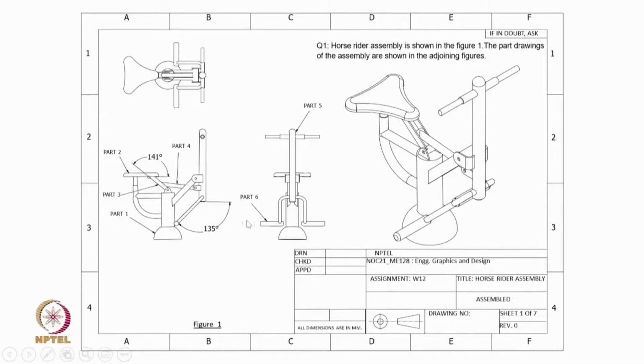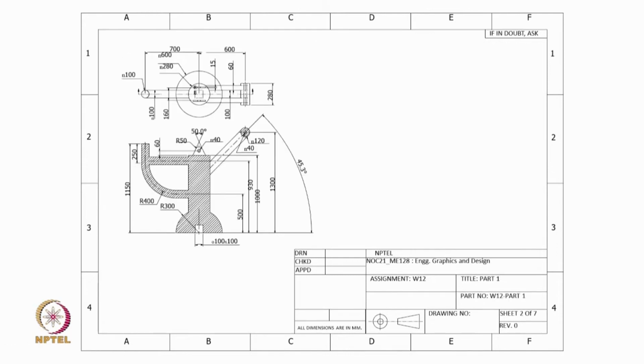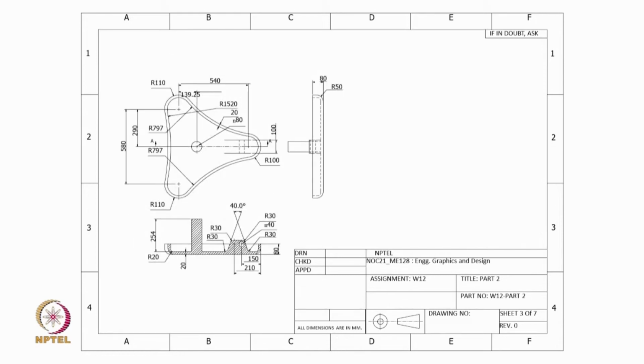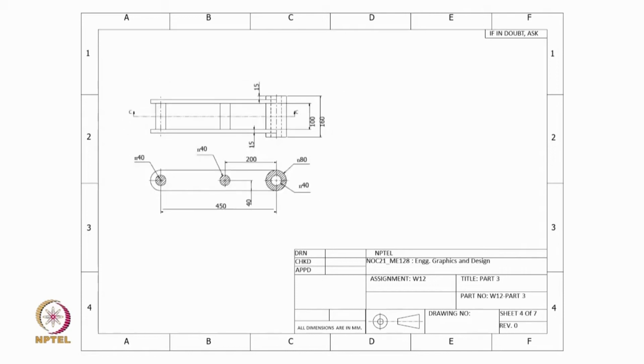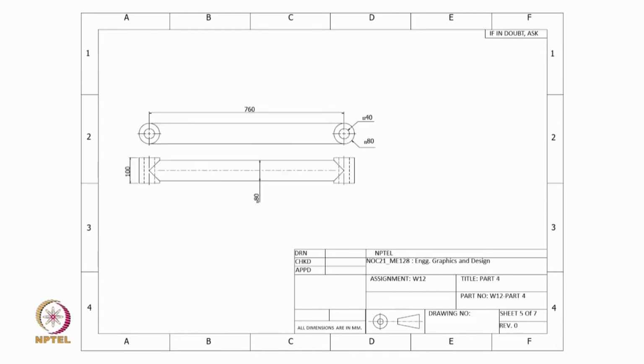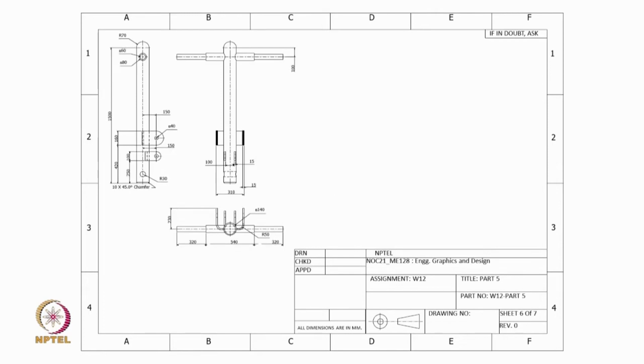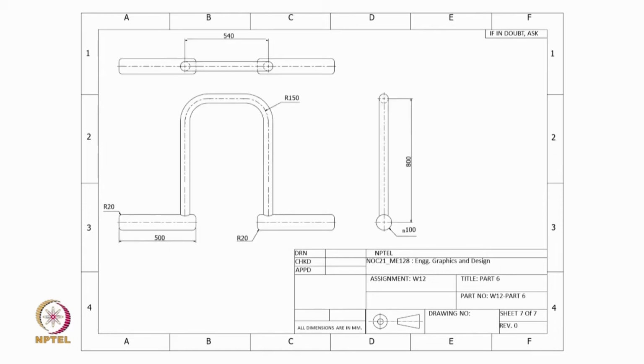So, again going back to these parts, let us see these parts one at a time. We have the base which is sitting on the ground, and then the seat where the rider sits. There are 2 links. This is link 1, a smaller link, and then a longer link. We also have this vertical handle where the person holds the machine or the device, and lastly the leg rest.